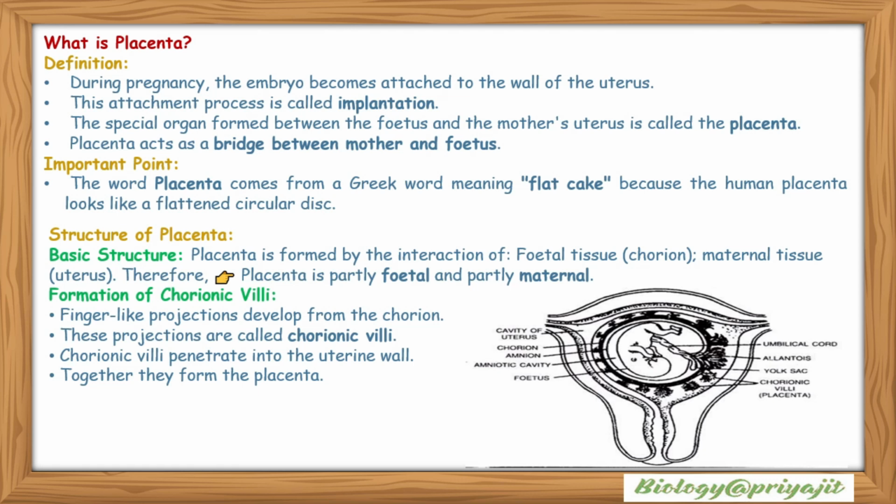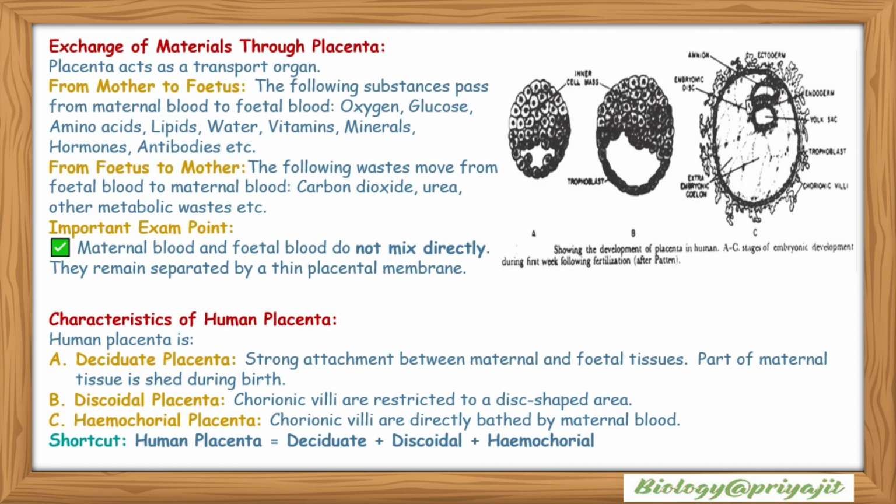Structure of placenta: basic structure. Placenta is formed by the interaction of the fetal tissue or chorion, and maternal tissue or uterus. Therefore, placenta is partly fetal and partly maternal. Formation of chorionic villi: finger-like projections develop from the chorion. These projections are called chorionic villi. Chorionic villi penetrate into the uterine wall and together they form the placenta.